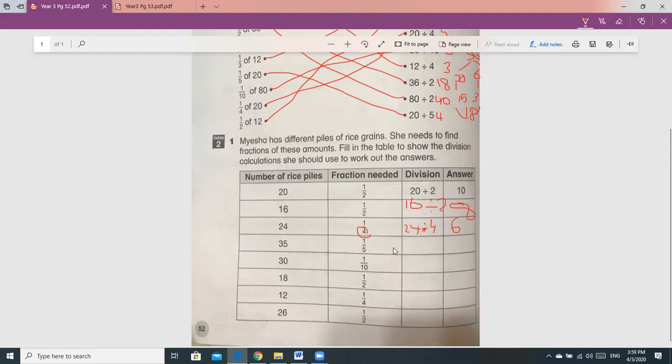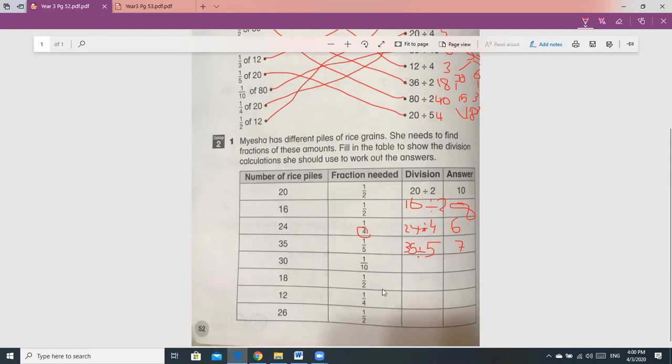A fifth of 35 means I make 35 divided. What number do I make it here? The 5, the denominator, the 5. 35 divided by 5 is 7. Excellent. Okay, you can pause here, answer the rest, and then check whether your answers are correct or not.